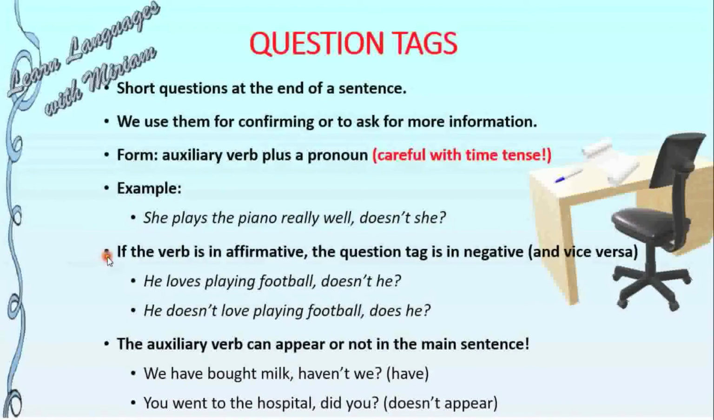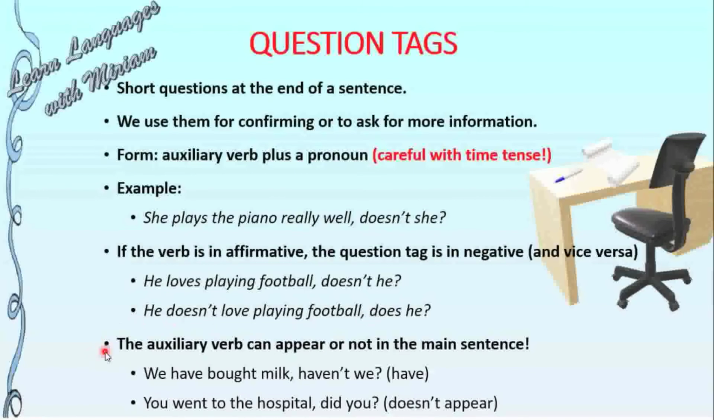If the verb is in affirmative, the question tag is in negative and vice versa. Examples: he loves playing football, doesn't he? Or he doesn't love playing football, does he? Look here, affirmative, negative. Or negative main sentence and positive question tag.